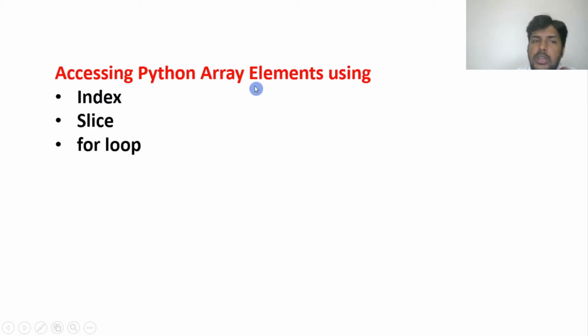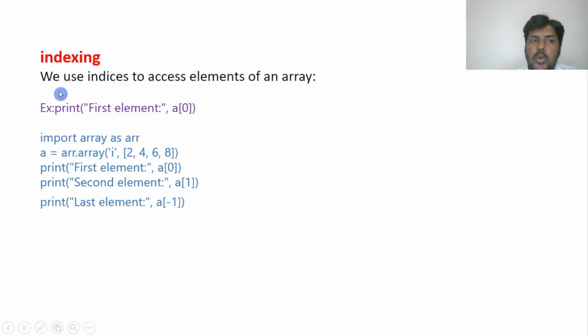We can access elements in three ways. One, we can use index, both indexing and negative indexing. Next we can use slice. Third we can use a for loop. So let us see, first we will start with the index. We use index to access an element. For example, you can see here first element a[0], right? So if I say a[0], automatically it will print the element at the 0 first position.